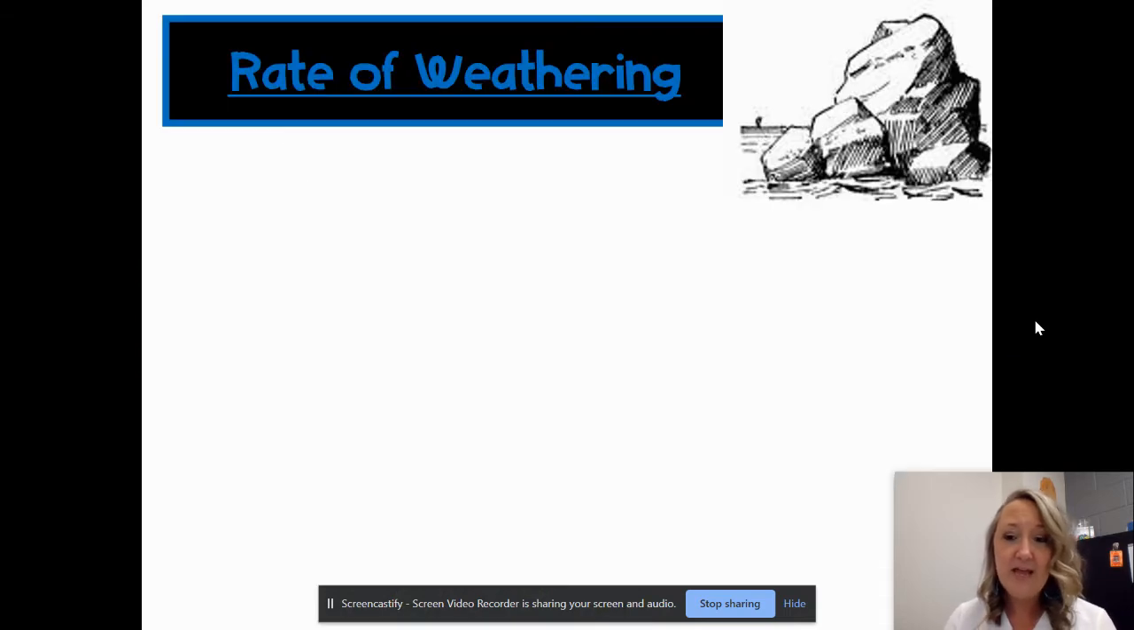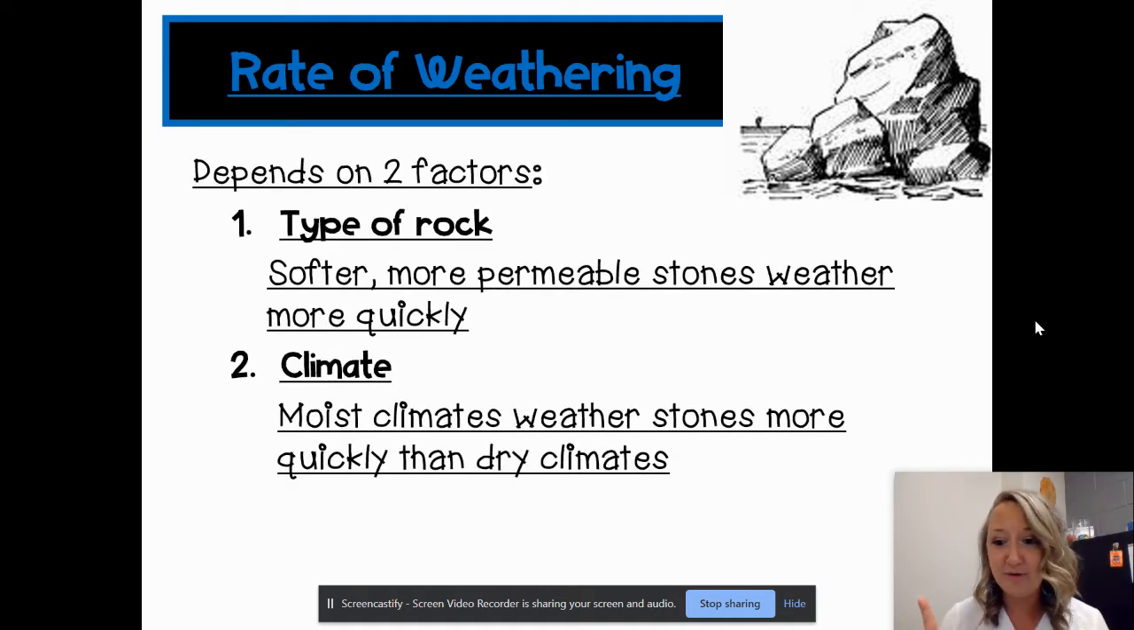Now, if you haven't gotten it already, there's two main factors that affect the rate of weathering. One is the type of rock, right? If we've got a soft rock like limestone or marble, they're more permeable, and so they're going to weather more quickly. They're going to absorb the acid. They're going to absorb the water. They're going to have those pores, which are those small cracks and creases that water can seep into.